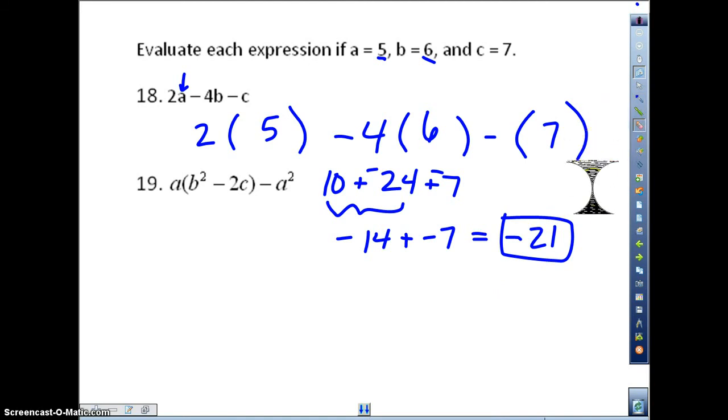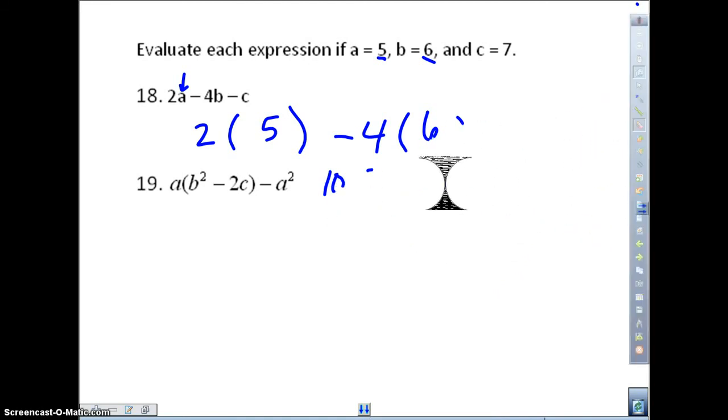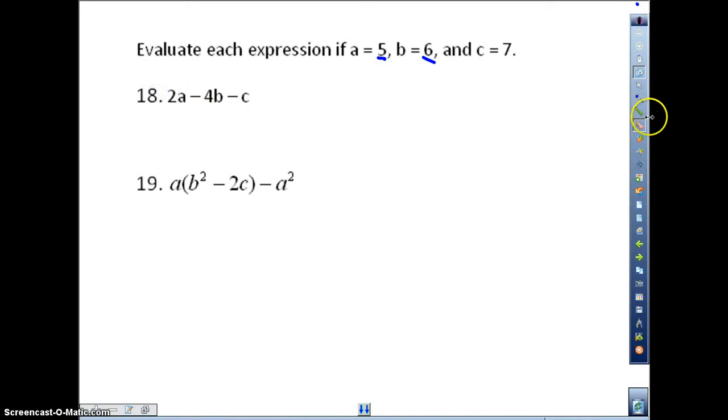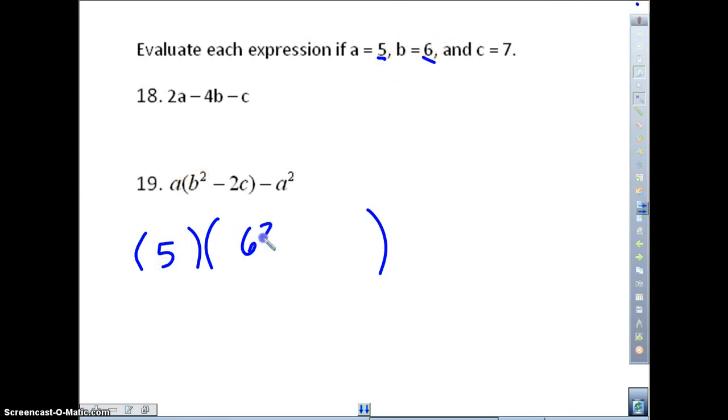I'm going to erase this. Pause the video if you need to. Back it up and pause it. All right. A is being multiplied by everything inside the parentheses. So A goes here inside the parentheses. Well, what is A? A is 5. They want B and they want you to square it. B is 6. So 6 squared. They want you to take 2 times C, 2 times 7, and then subtract A squared. A is 5, 5 squared.